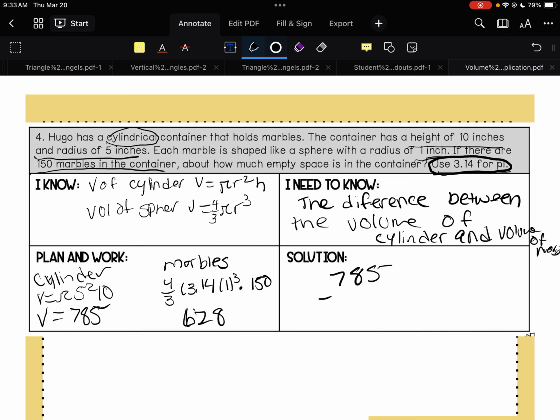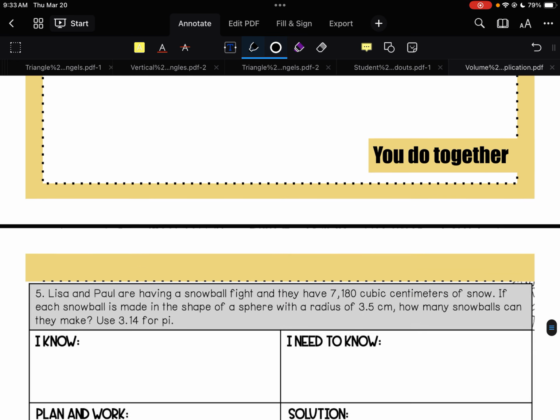So now you just need to do 785 minus 628. And you can type that in your calculator, or you can just do it by hand. So it's 157 inches cubed. The difference for that one.